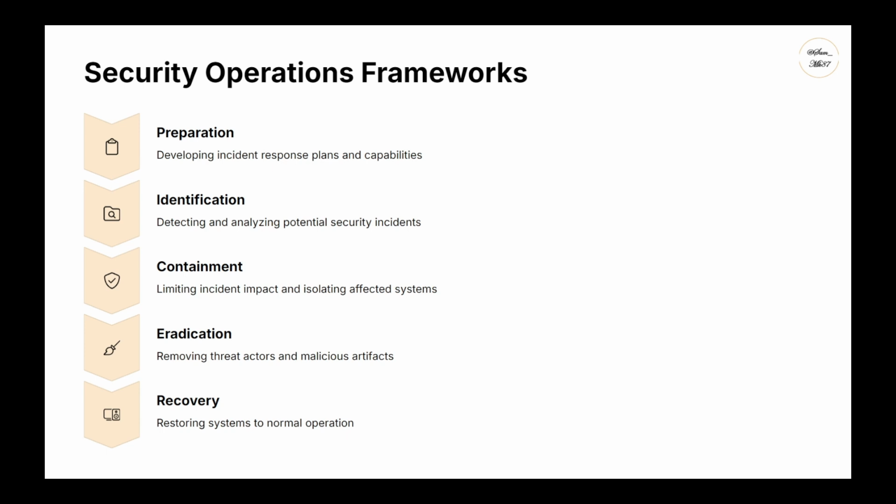And the goal here is to limit the impact by isolating affected systems, stopping lateral movement, and preserving critical assets while maintaining evidence for investigation. Eradication is the next one, which removes malicious code, closes vulnerabilities, and ensures that the attacker no longer has access. It's about fully cleaning the environment to prevent reinfection. And finally, we have recovery, which involves restoring systems, validating integrity, and returning operations to normal while continuously monitoring for signs of lingering threats.